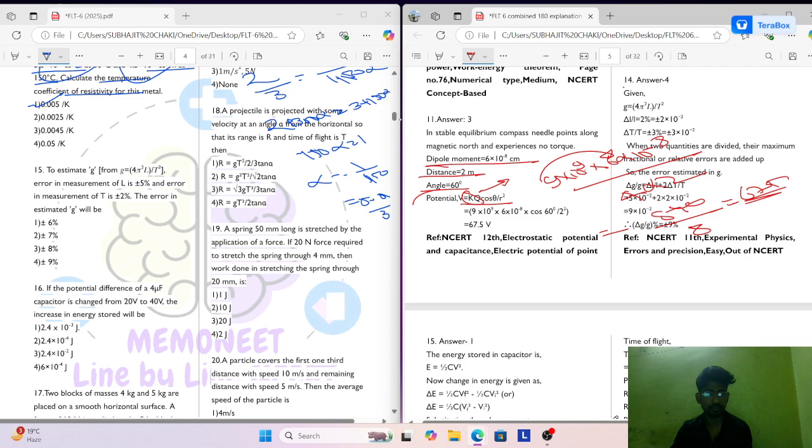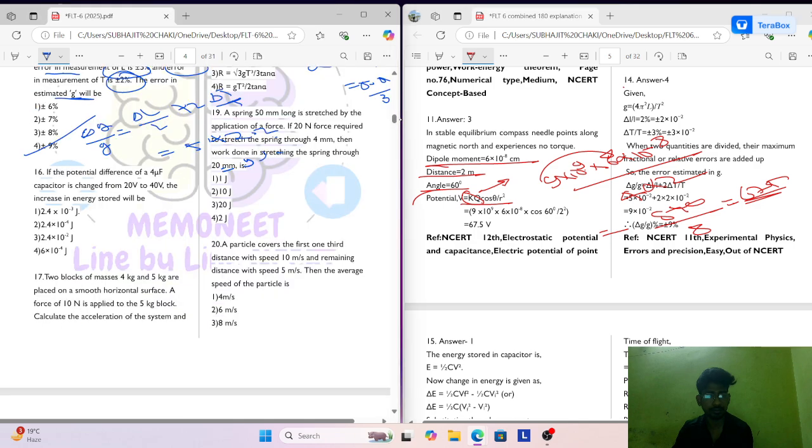So this is 5%, this is 2 into 2%. Therefore it will be 9%. 5 plus 4 means 9%. Option number 4 will be the correct option here.